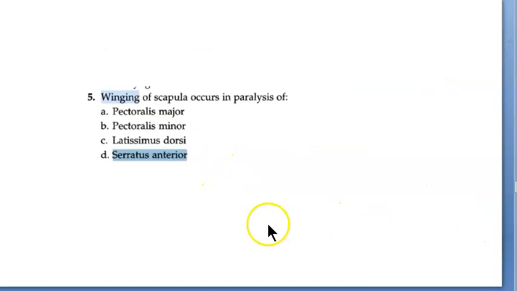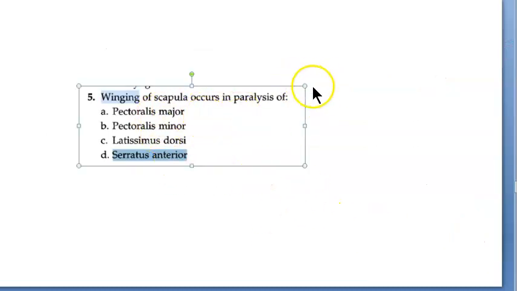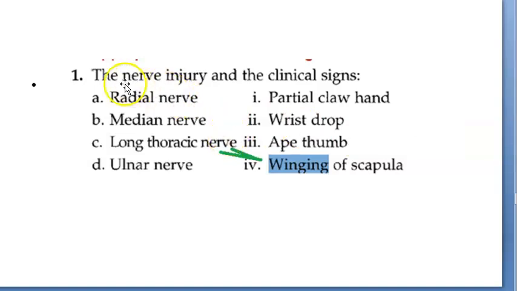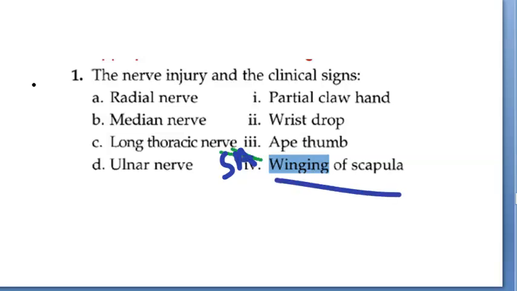Very good. Winging of scapula occurs in the paralysis of serratus anterior muscle. The nerve injured and the clinical signs. Come on, focus. The nerve injured and the clinical signs. Nerve injured is what? Long thoracic nerve. Muscle affected is serratus anterior. And the condition is winging of scapula. Okay.